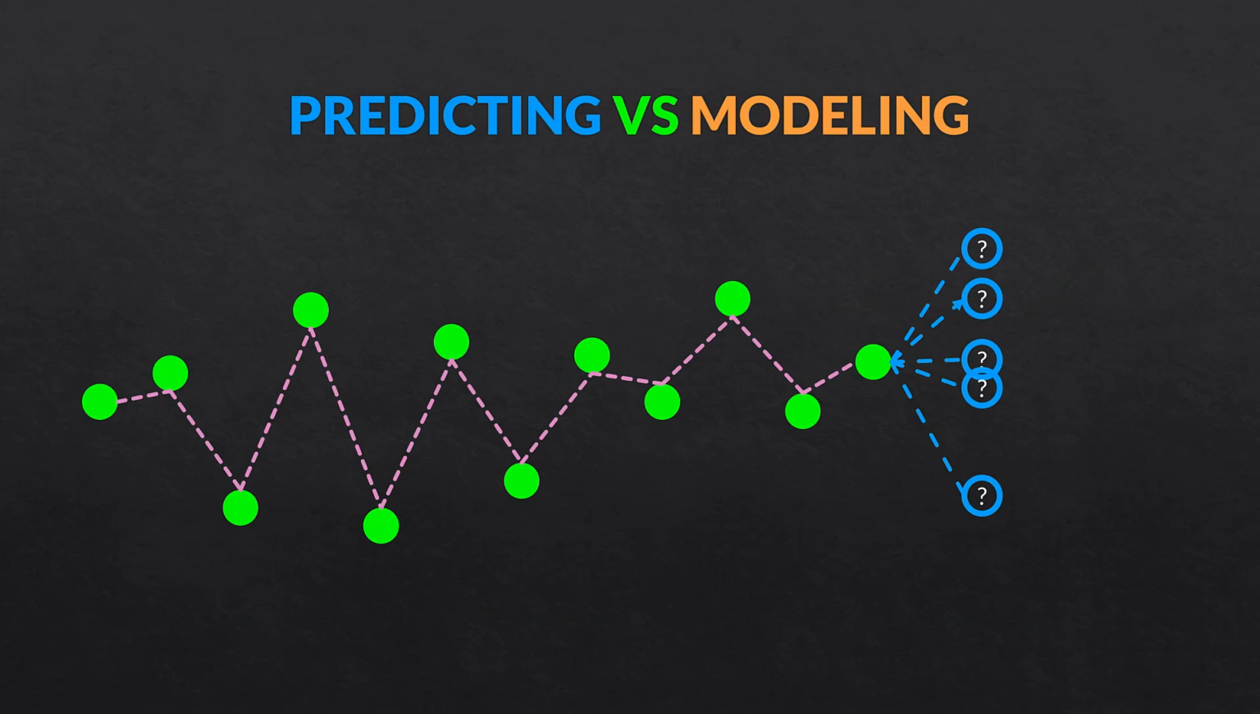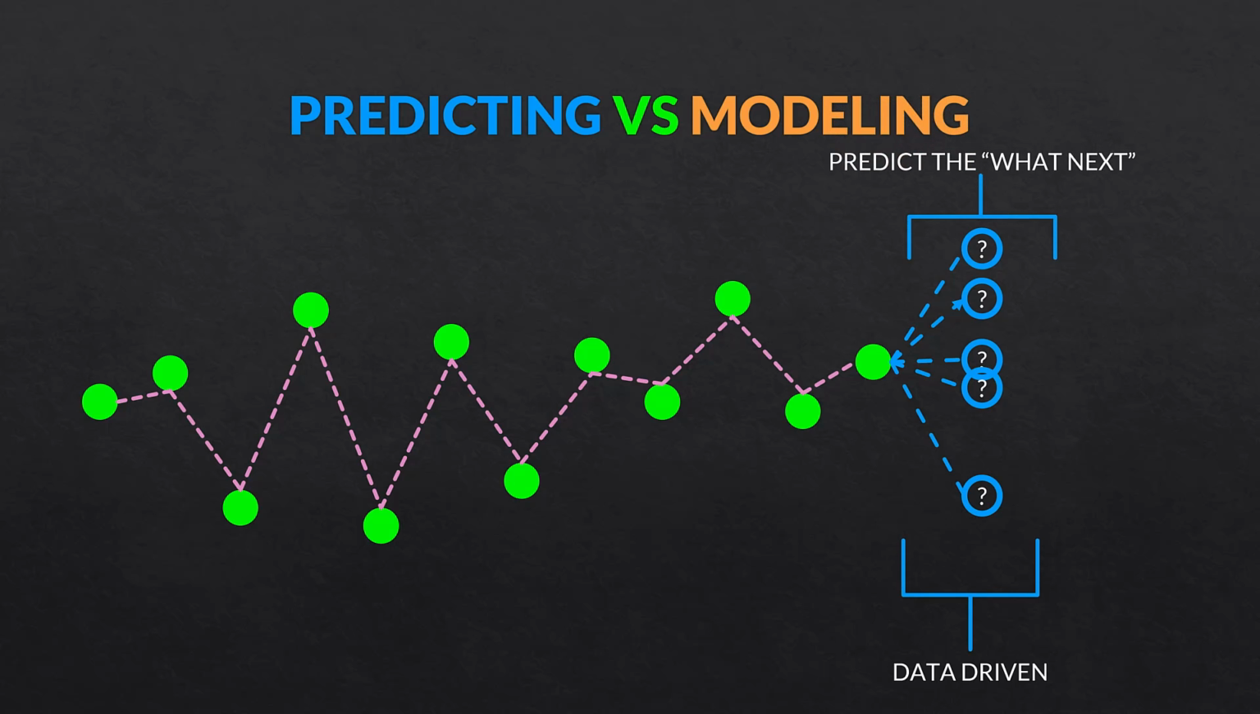Time series analysis falls into two broad categories that sometimes overlap: predicting and modeling. So in predicting, we're just trying to figure out what will happen next. We're driven solely by the data we have at hand. We are not interested in why that is the case, what factors influence that value, any of the history, trend, seasons, other variables, or anything like that. We're only using the data we have to predict the next value.